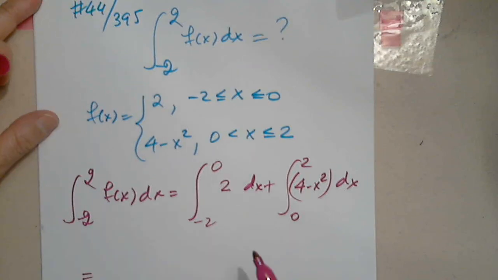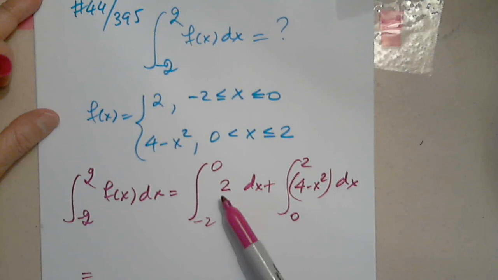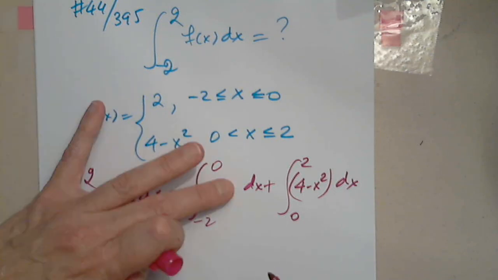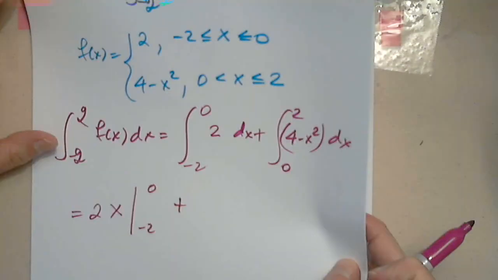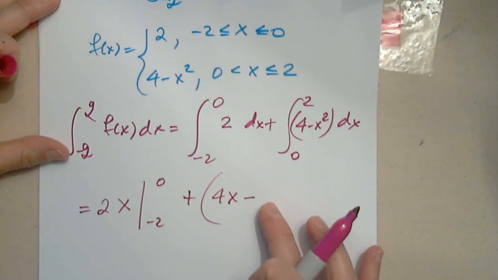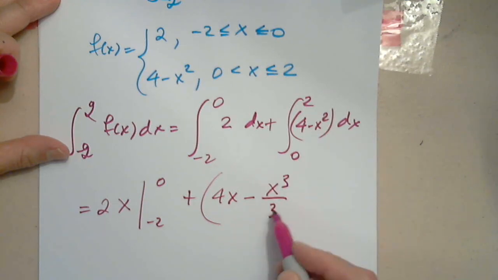So now I determine the antiderivative of 2. Well, 2 goes outside and I have 1. So I know that that is x from negative 2 to 0, plus the antiderivative of 4, which is 4x, minus the function that I differentiate to get x squared, which is x cubed over 3. And this is evaluated from 0 to 2.